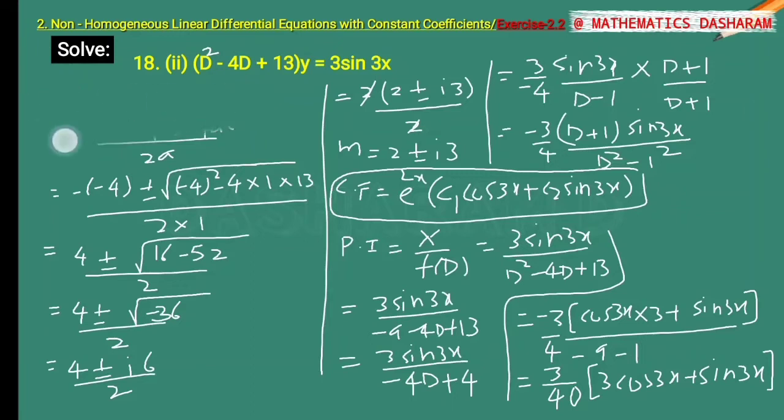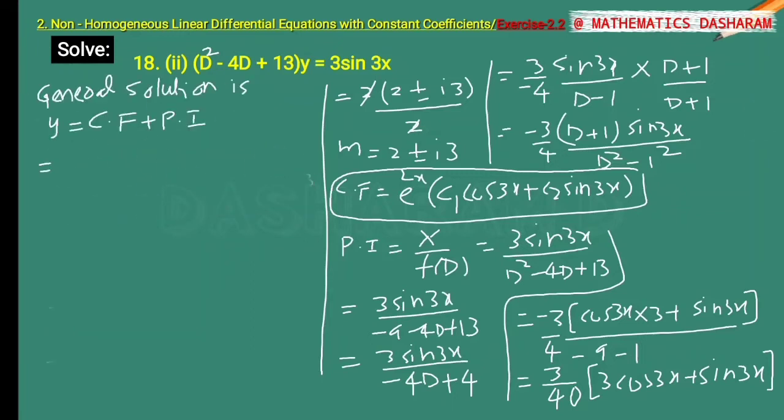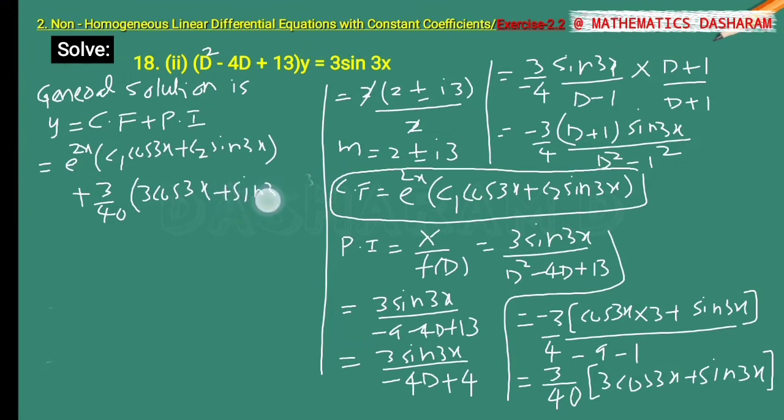Now let's write the general solution. Complementary function plus particular integral. So e to the power of 2x bracket of c1 into cos 3x plus c2 into sin 3x, plus 3 by 40 bracket of 3 into cos 3x plus sin 3x. This is our required answer.